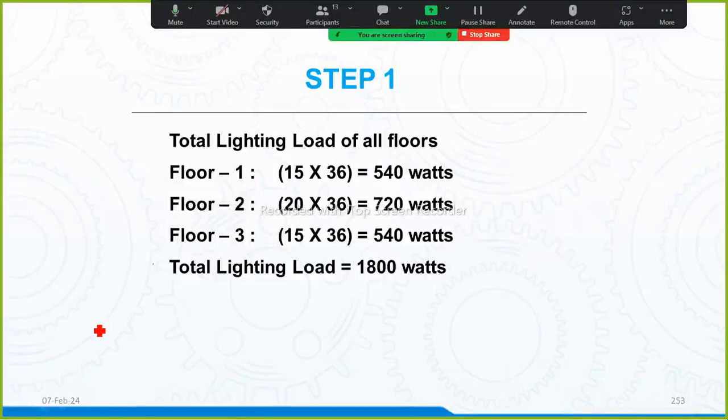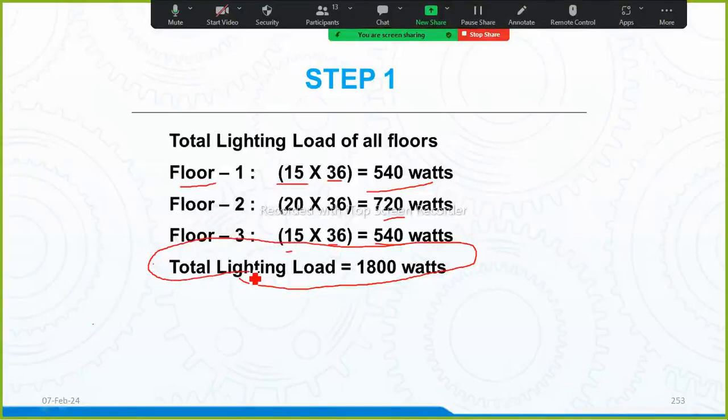Now when it comes to lighting load, floor 1, how many lights are there? 15 lights of 36 watt, 15 into 36, 540 watt. Floor 2, there are 20 lights, 20 into 36, 720. Floor 3, there are 15 lights, 15 into 36, 540. So the total lighting load is how much? 1800 watts is the total lighting load.